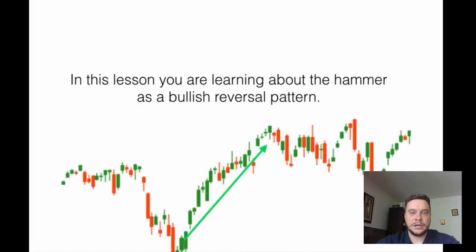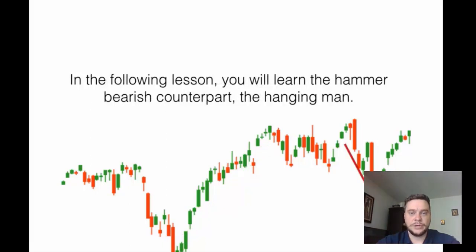In this lesson, you are learning about the hammer as a bullish reversal pattern. In the following lesson, you will learn the hammer's bearish counterpart, the hanging man.